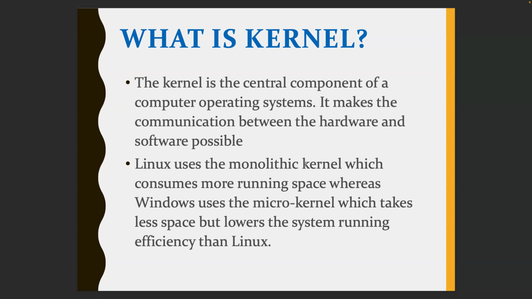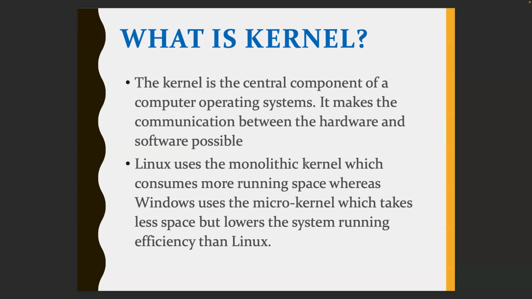And if you look at Linux in particular, it uses a monolithic kernel, right? Linux uses a monolithic kernel, whereas Windows uses a microkernel. Microkernel is a different type of kernel. It takes less space, but lowers the system running efficiency compared to Linux. Whereas the monolithic kernel, which is used in Linux, will consume more space, but it works much faster. That's the difference, and Linux using a monolithic kernel makes it more efficient.